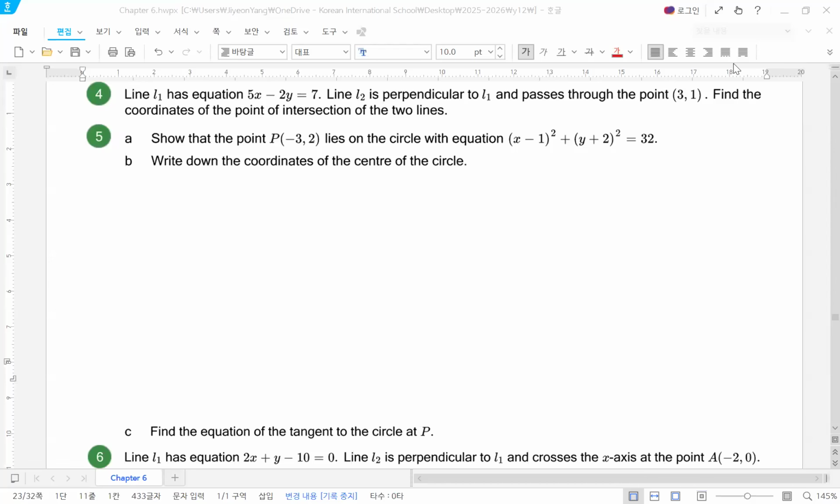Okay, students, let's solve question number 4. Question number 4. Jason, can you read this question, please? Line L1 has equation 5.